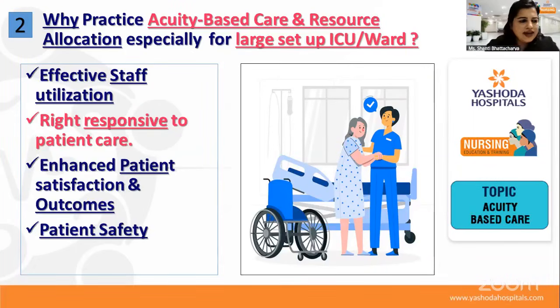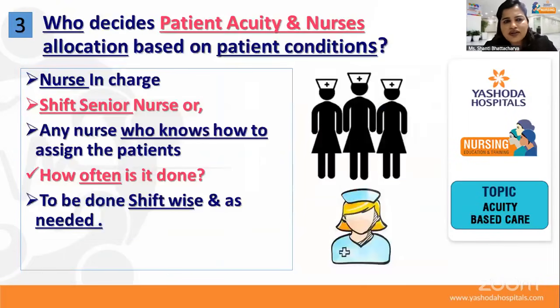Going ahead, we'll also understand from Vijaya, who is a leader for her college: who decides the patient acuity and nurse allocation based on patient conditions? Do you think there is a leader or a senior nurse nowadays, because of the attrition and overseas benefits, with a lot of Indian nurses reaching overseas? Over to you for your insight, Vijay.